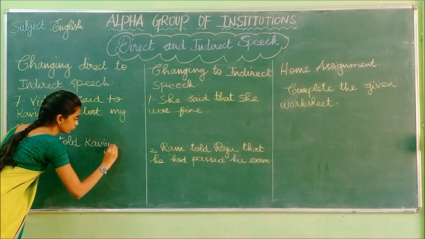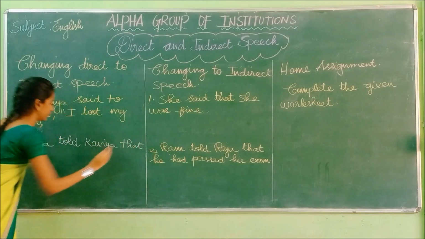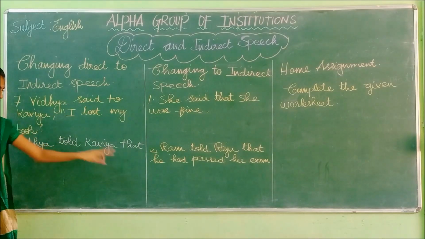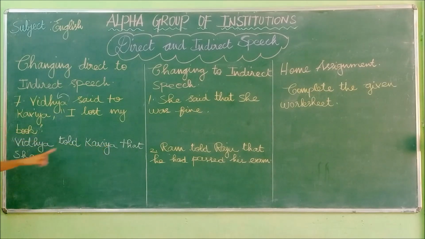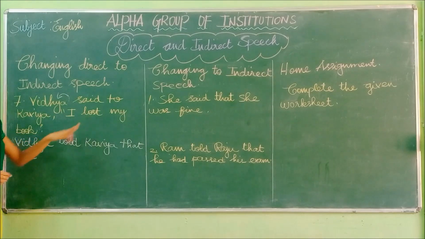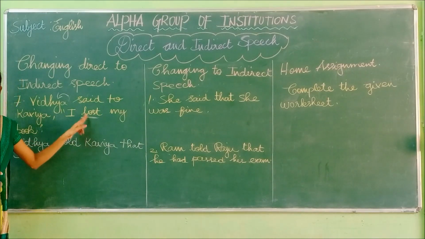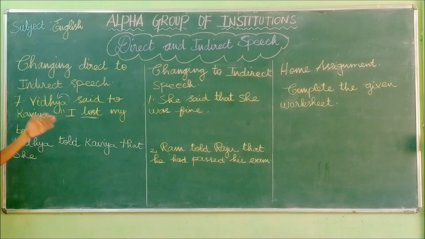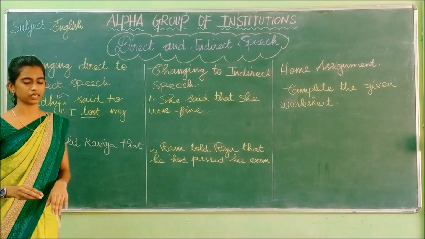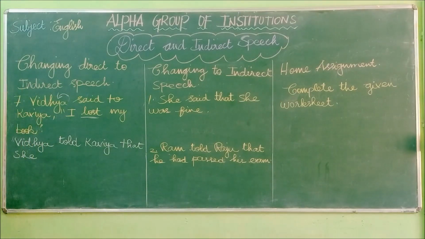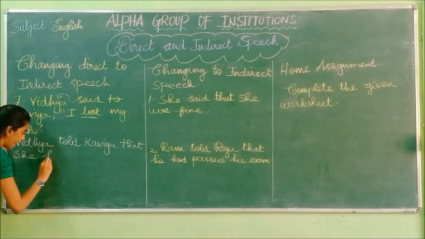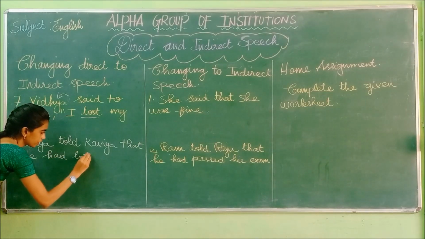What is the conjunction we have to use here? "That." Vidya told Kavya that. Here there is "I". This "I" refers to the first person, Vidya. So the pronoun for Vidya is "she". Vidya told Kavya that she. Next we have to write the verb. "Lost" is the past form. So if there is a past form in the direct speech, we have to write it in the past perfect, like had plus V3. She had lost.